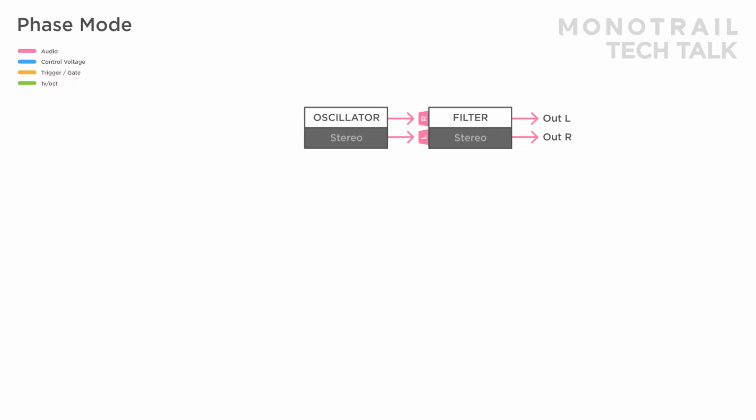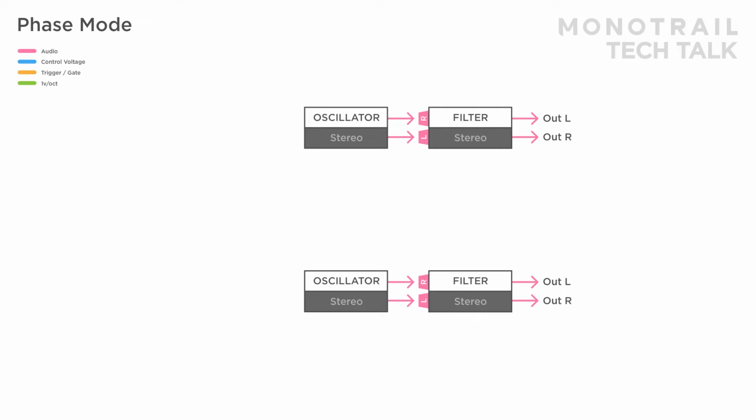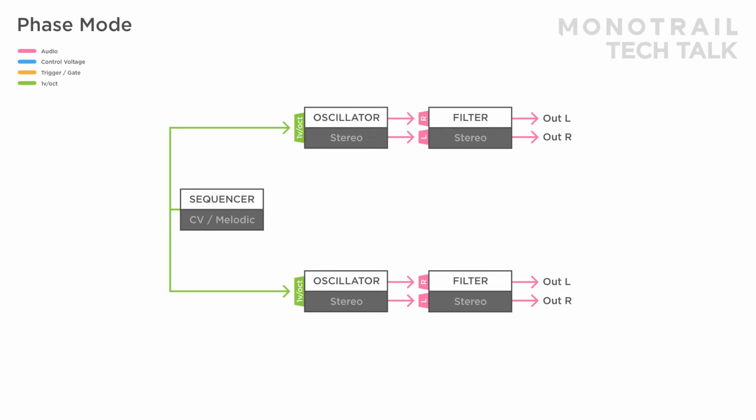Phase-shifted LFOs are great for all sorts of subtle shifting patterns. Here, 2 stereo oscillators are sent through 2 stereo filters. A single sequencer is tuning both oscillators. The sequencer's clock is used to sync the lead LFO.